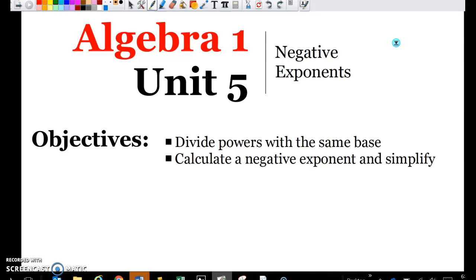Welcome to the Unit 5 Day 3 video, and today we're going to be focusing on evaluating expressions with negative exponents. We're going to review how to get negative exponents by dividing powers of the same base. We're also going to calculate a negative exponent and simplify.